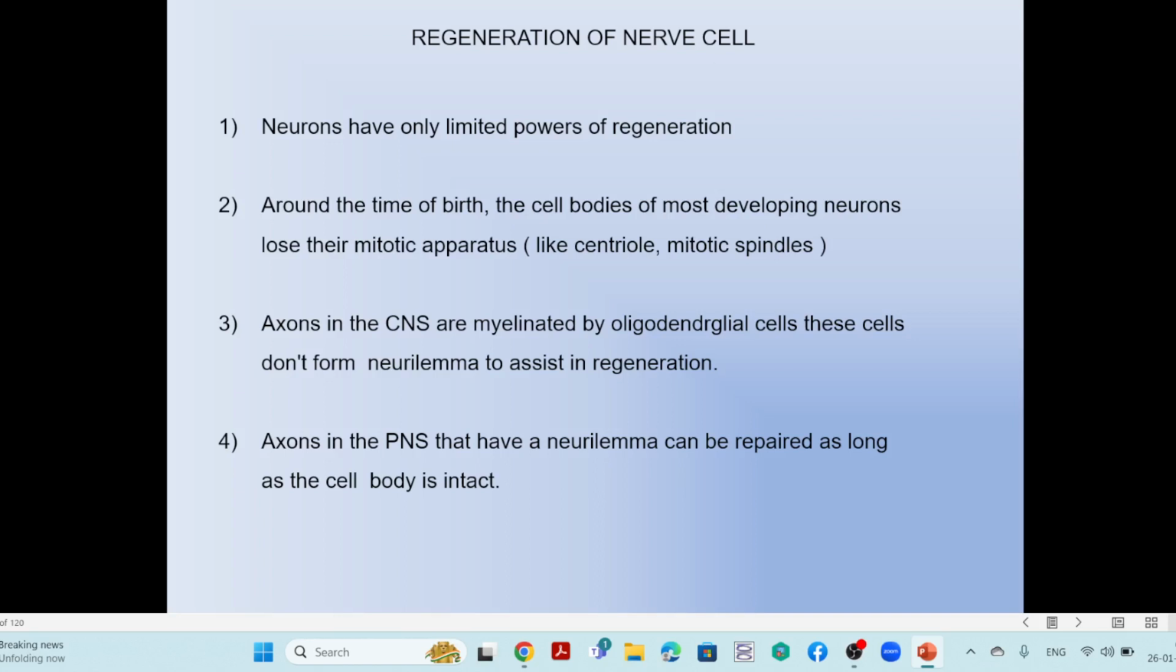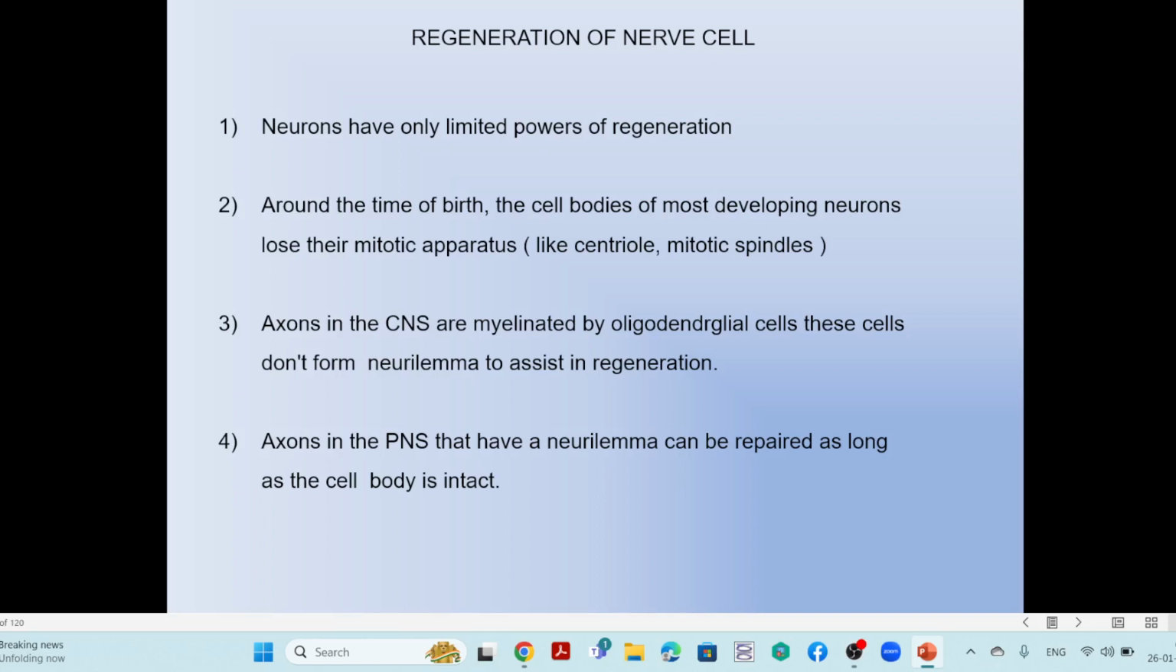Whatever cell division there is occurs within the embryonic life, within the mother. Once birth takes place, the mitotic division disappears, so there is no further cell division of the neurons. That is a very important point to remember: whatever the number of cells at the time of birth, the same number remains after birth till the end of life.